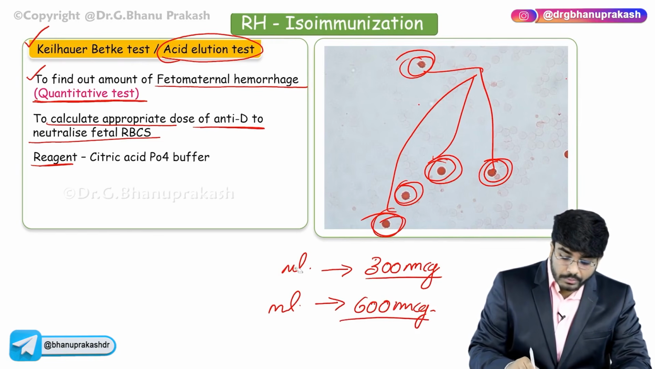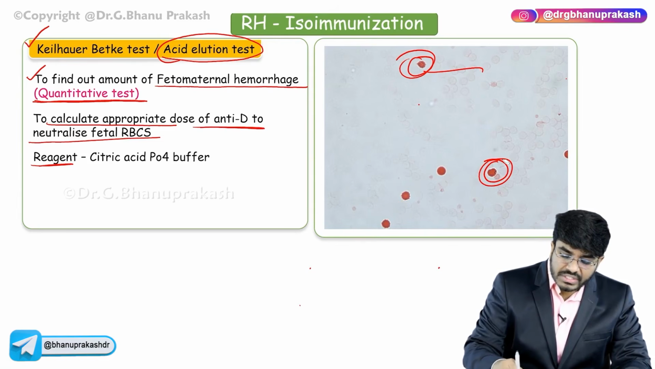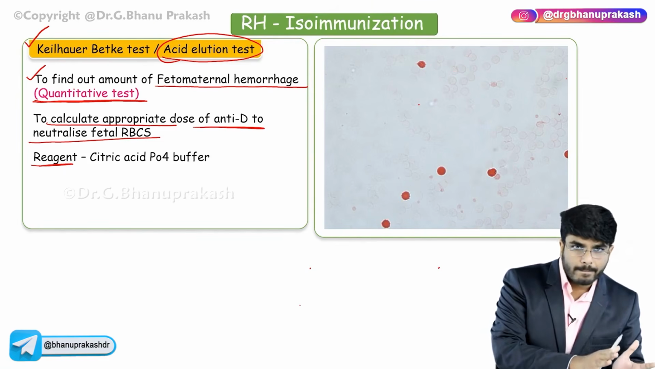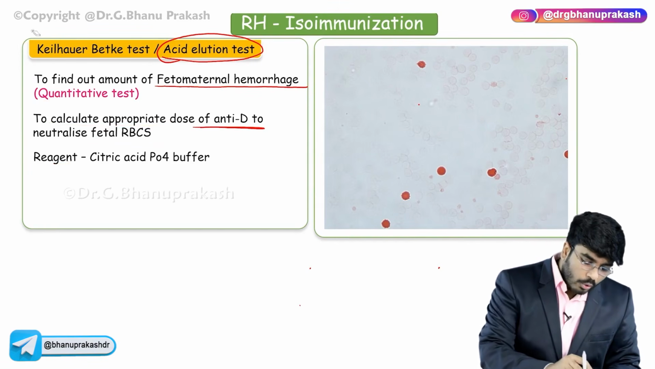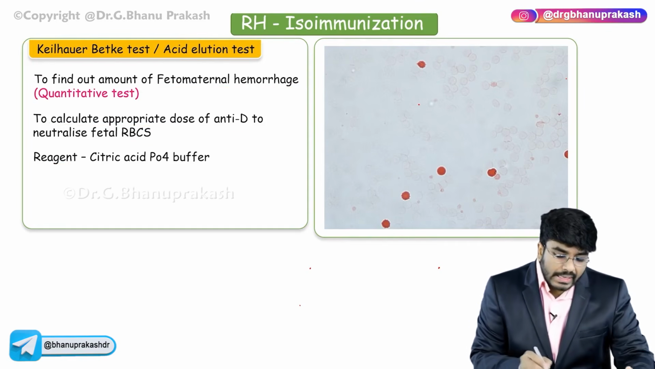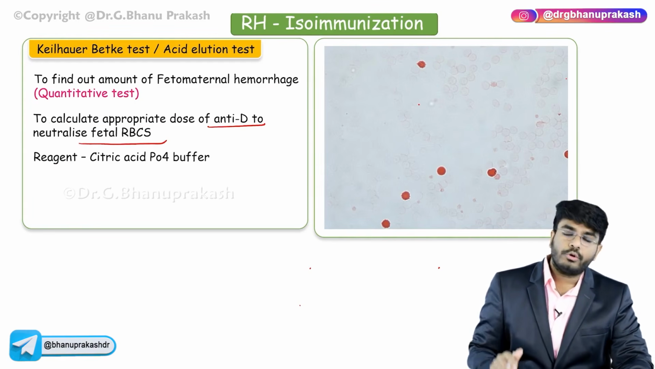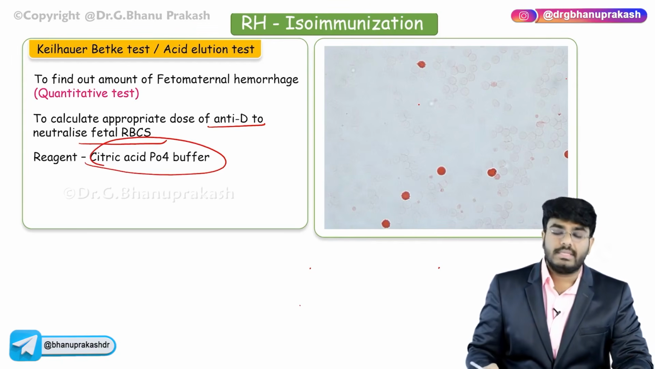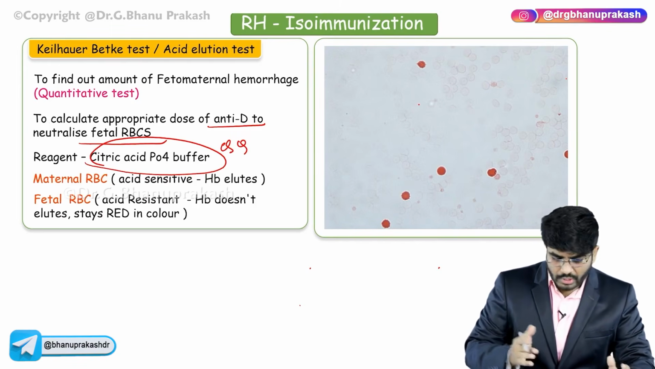Okay, so hope you understand the concept of the Kleihauer-Betke test. It's a quantitative test which tells you how much fetal blood has entered into the maternal circulation. So by knowing the amount of feto-maternal hemorrhage, you can calculate the appropriate dose of anti-D that should be given to the mother to neutralize fetal RBCs. The reagent which we are using here is the citric acid phosphate buffer. Now we have already seen this.